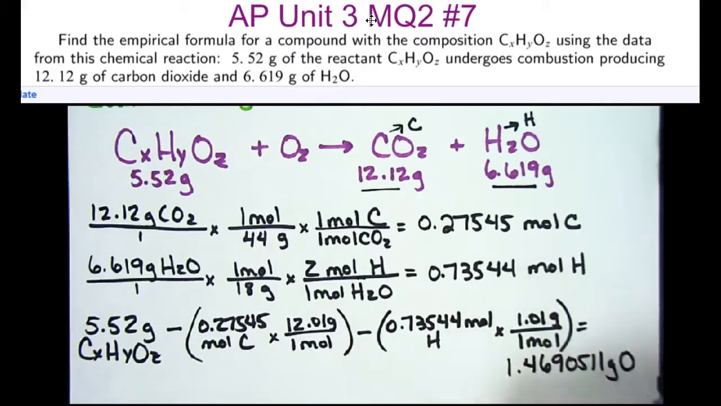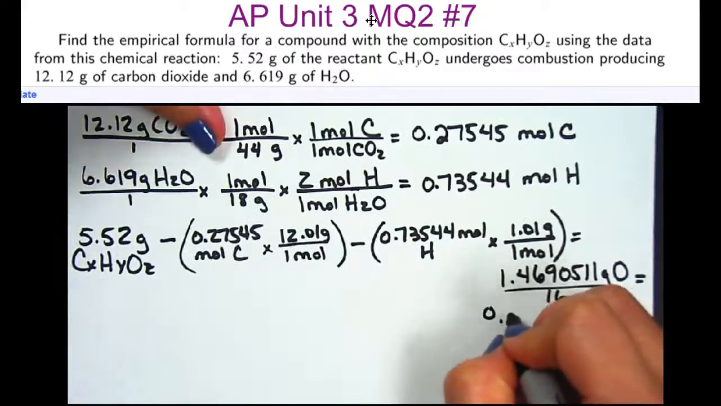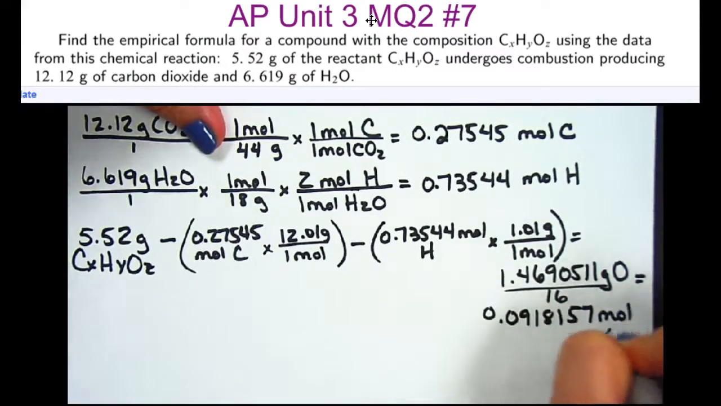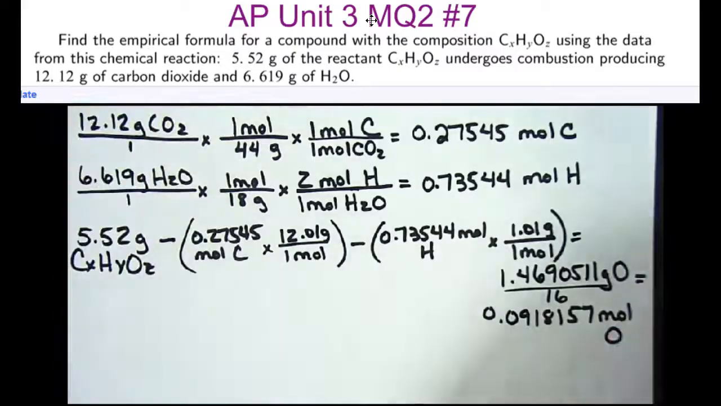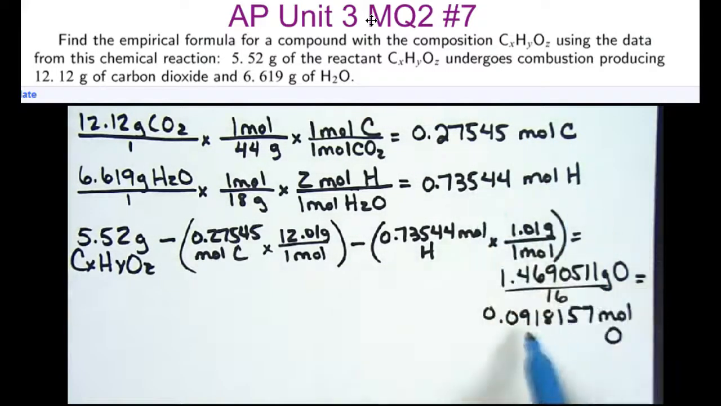which is 1.4690511 grams of oxygen. And we actually need to go ahead and convert this to moles because we want moles of all of our elements. And so if I divide this by 16 from the periodic table, then I would have the number of moles of oxygen, which is 0.091817 moles of oxygen. Okay, so now I know the moles of carbon, moles of hydrogen, and moles of oxygen present in my original compound.